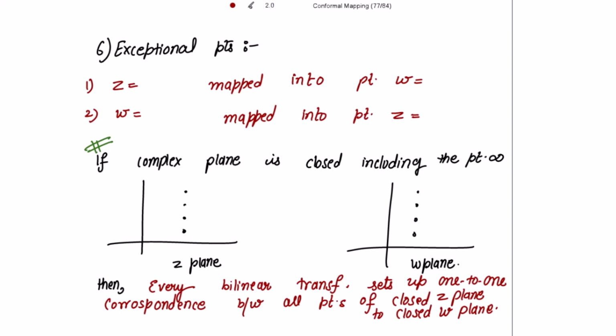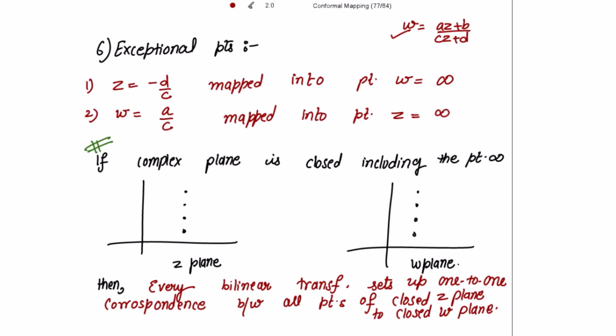So for the bilinear transformation, the exceptional point is Z equal to negative D over C. And when the denominator becomes 0 for the bilinear transformation, this exceptional point is mapped into the point W equal to infinity, right? Similarly, for the inverse transformation, the exceptional point is W equal to A over C, and we can write that this W equal to A over C is mapped into the point Z equal to infinity.